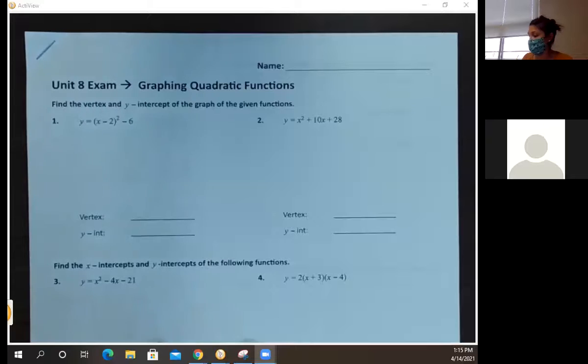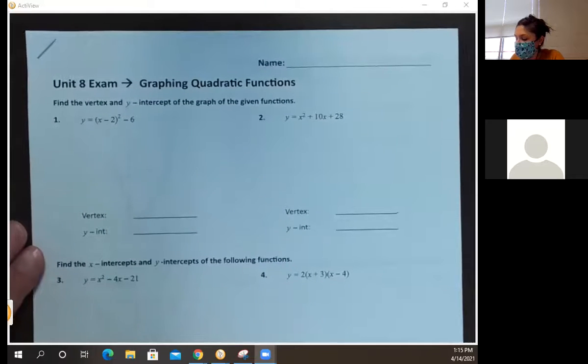So this is our Unit 8 test, the one you took right before spring break. Again, we're going to go through this problem by problem today so we can see what you guys missed, what you got tripped up on, and if you have questions, you can ask. So for my first couple of problems here, the directions say find the vertex and the y-intercept for these functions.